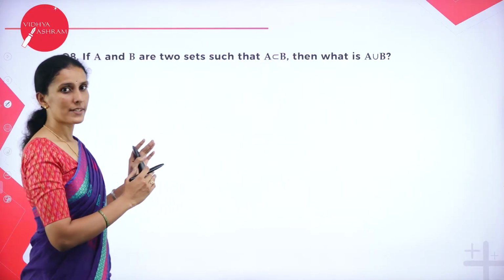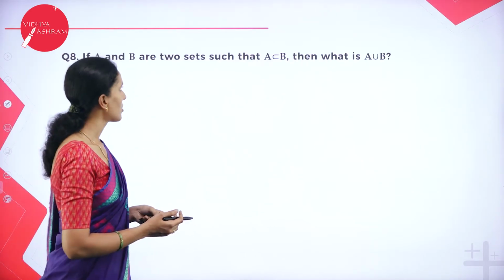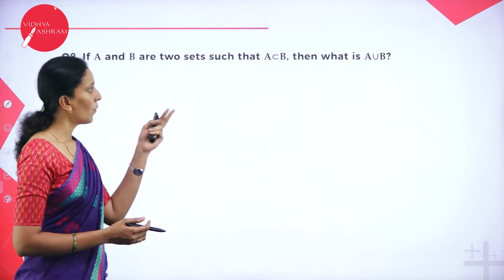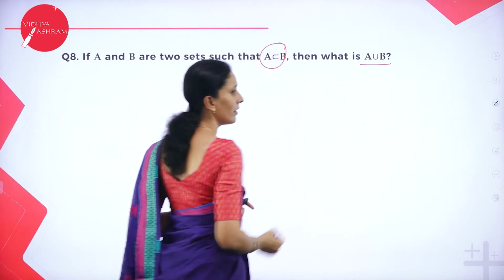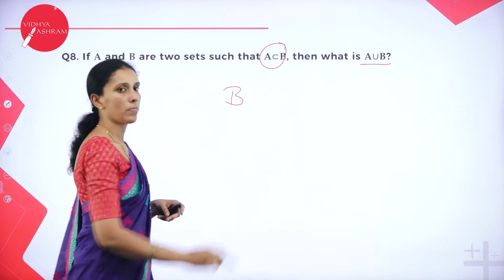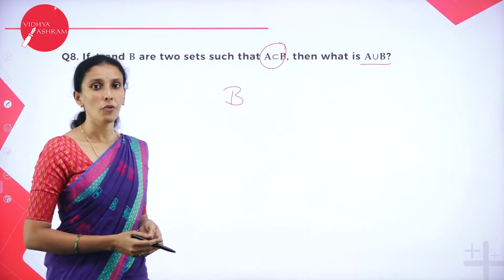Again, the same question is repeated. If A and B are 2 sets such that A is a subset of B, what is A union B? Your answer is B. You can verify by taking examples on your own.